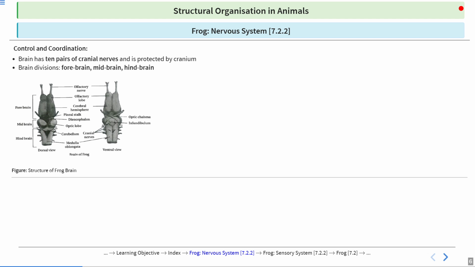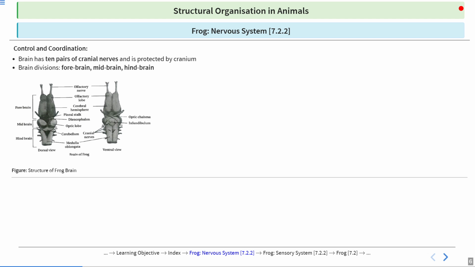Next, if you see the hindbrain part, you can see different cranial nerves. Different cranial nerves are originating from the medulla oblongata, and the cranial nerves from the cerebellum, right? Many cranial nerves arise from them. And infundibulum, okay.